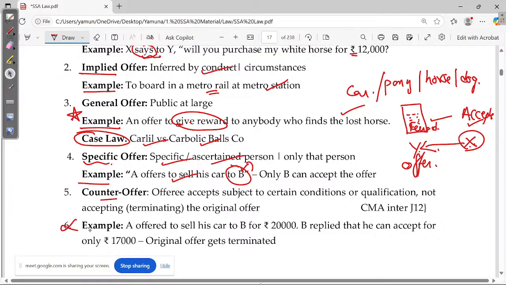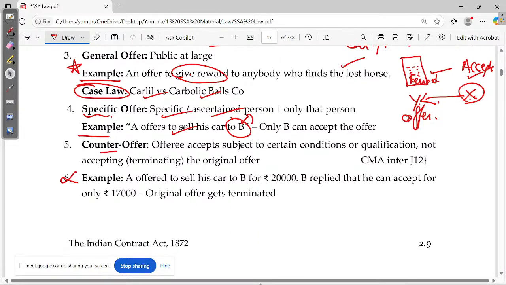Counter offer, we have gone into detail, but still let me give an example. A offered to sell his car for 20,000 rupees. I remember I said 20 lakhs, okay, it's 20,000. B replied that he can accept it for 17,000, which means he's countering the offer.